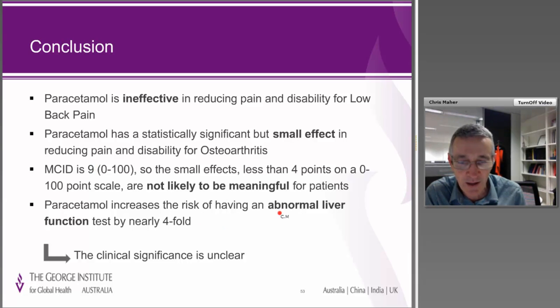And there's also this other finding we found, which was that you do seem to have a higher risk of an abnormal liver function test. It increases by a factor of nearly 4. But I need to say, just to be clear, the clinical significance of that is not known at the moment because those other adverse events weren't different between the different groups taking either paracetamol or placebo.